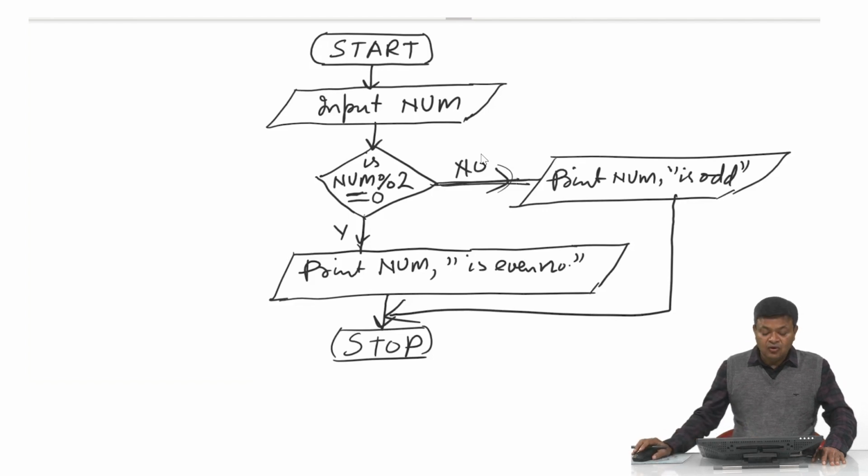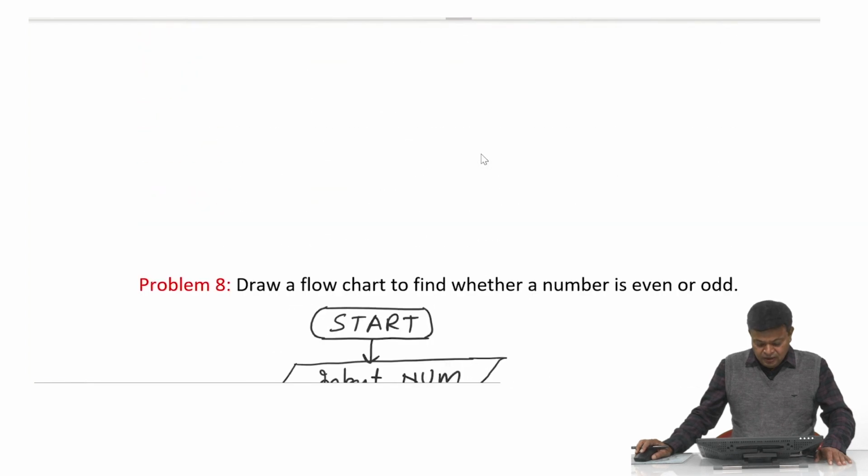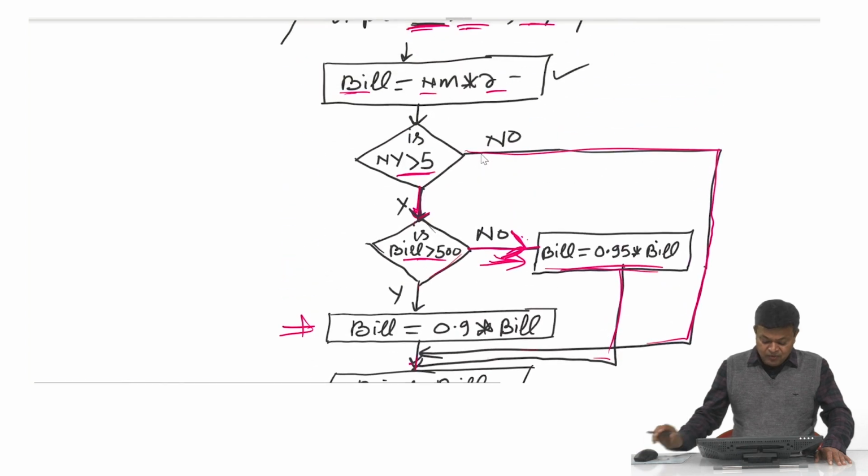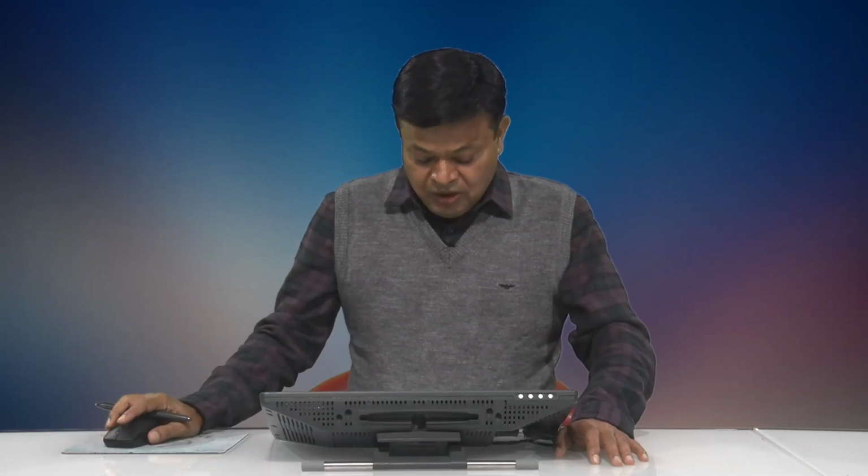So, we have drawn some basic flowcharts with decision boxes, and at one time we have taken only one decision. We have not written, if number of years greater than 5 and bill greater than 500, in one decision box. So far we have taken only one decision. We will continue drawing some more flowcharts in the next class.